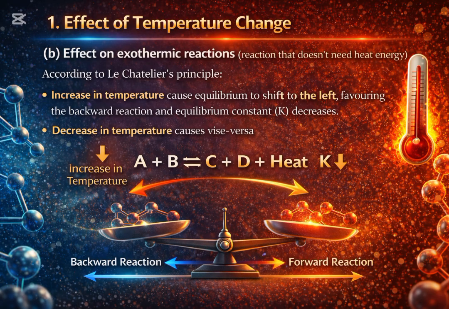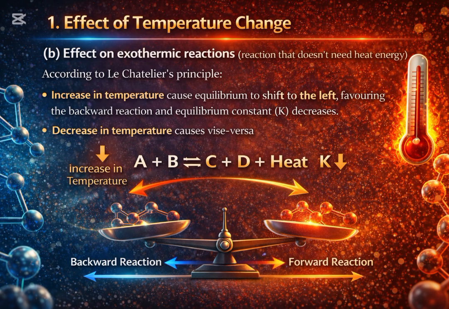Now let's go to the second one, the B part, effect on exothermic reaction. Now, this is a reaction that does not need heat energy. In the same manner, in opposite to the former one I explained, exothermic reactions do not need heat. So it can occur spontaneously. It can happen on its own. So if you supply heat to it, you are not favoring it because it does not need it.